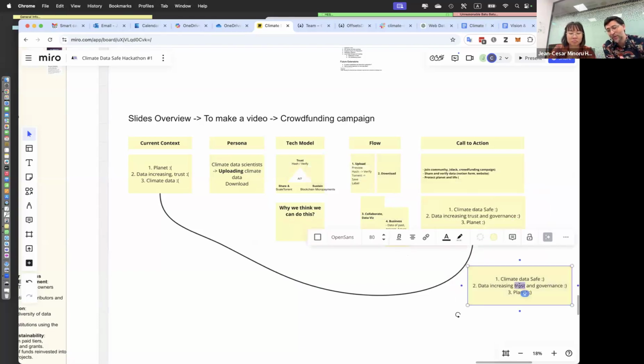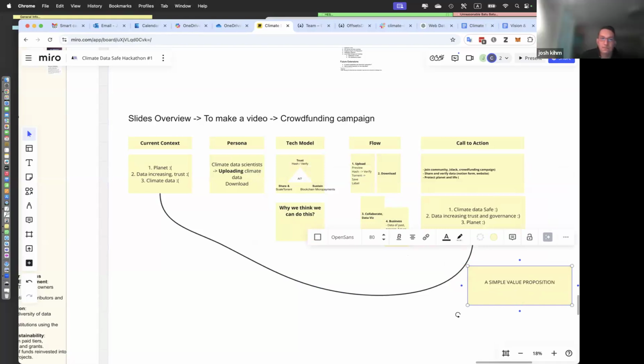The value proposition has got to be super simple. We don't want to be everything to everybody. We want to be doing something simple, which is we want to save climate data sets. That's the essence of it. And we also just want to make this data easily discoverable, right?